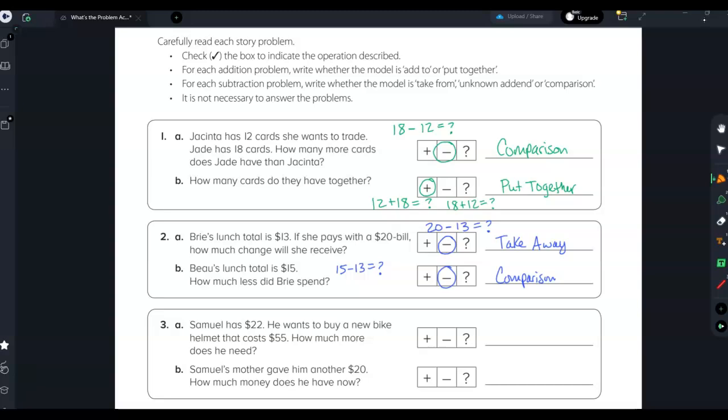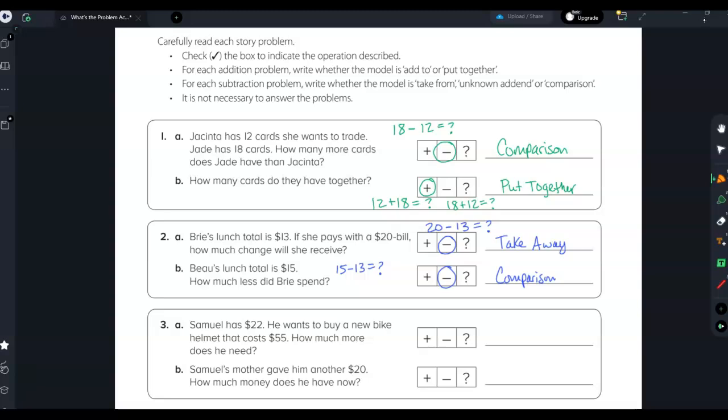But here he needs that money. He's still trying to come up with that money, and he doesn't have that. So he has a part, he doesn't have the other part. And so this is really a part whole problem, because we have the part that he has and the part that he doesn't have in order to get this total, right? The total cost of the helmet, which is 55. So this is a part whole.